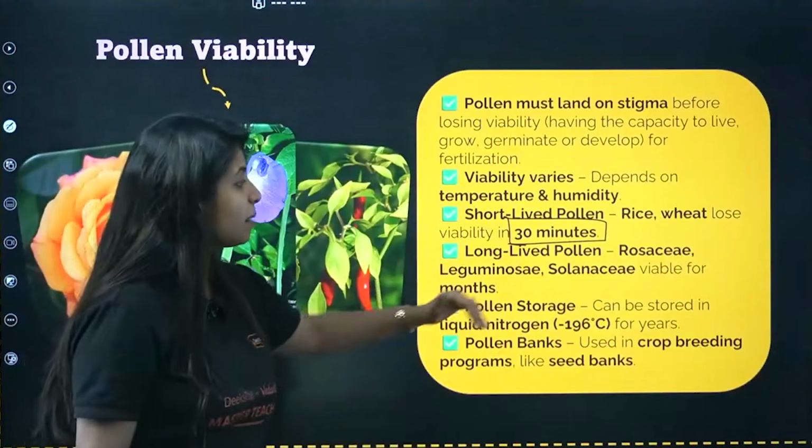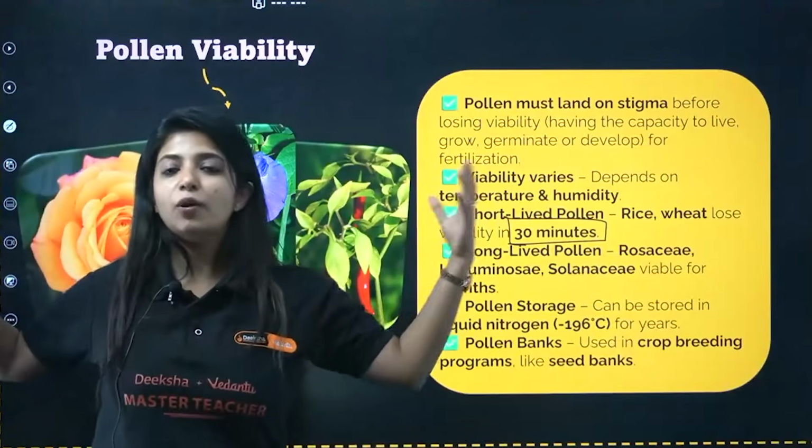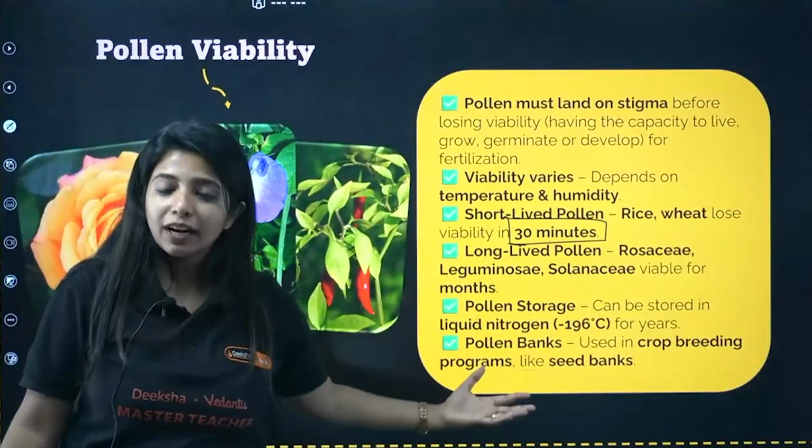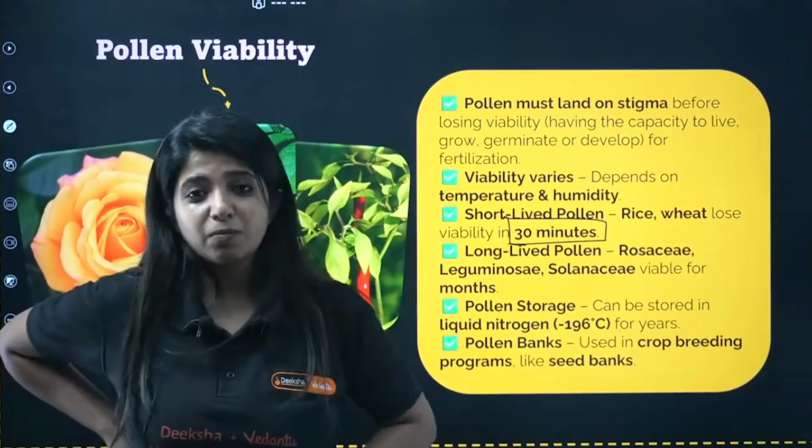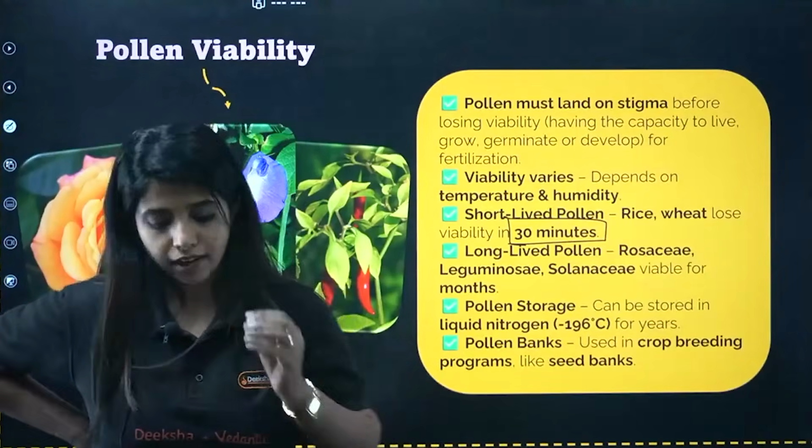Right? There are examples of plants which have long-lived viability. Now how do you remember which one had short and which one had long? So remember rice and wheat: you had rice and chapati, but within 30 minutes, "Mama, I'm feeling hungry again, I'm very hungry." Like that you can remember.